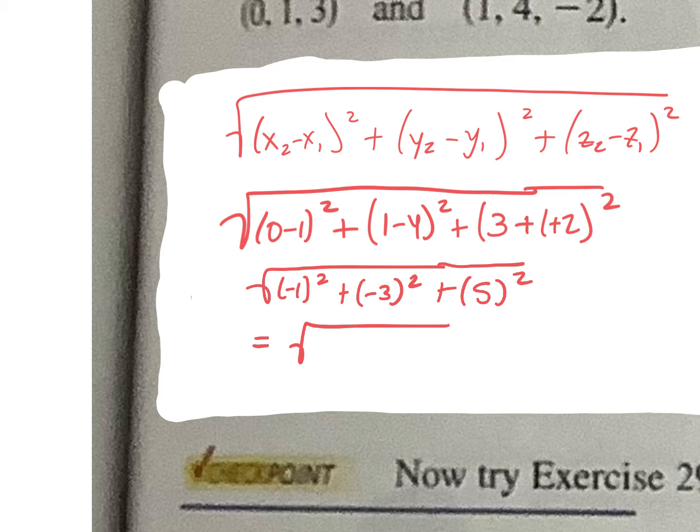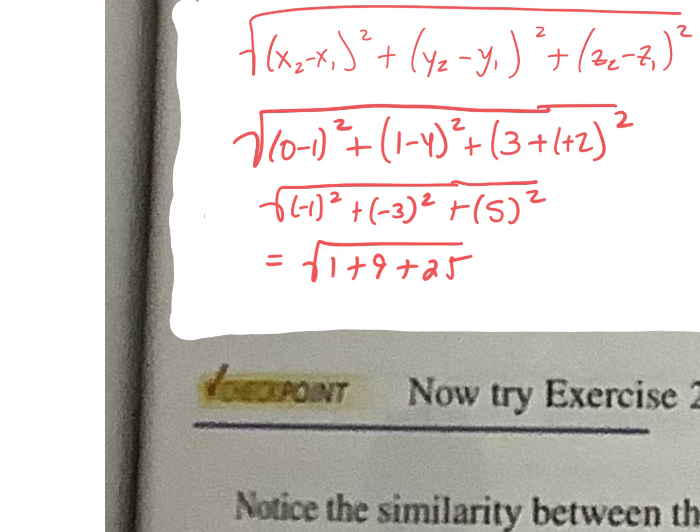What's -1 squared? 1. What's -3 squared? 9. And what's 5 squared? 25. So what's 1 plus 9 plus 25? 35. So square root of 35 is the distance between those two points. Does that make sense? Was that incredibly difficult for all of us to do? No. It's the distance formula. You're just adding one extra variable.